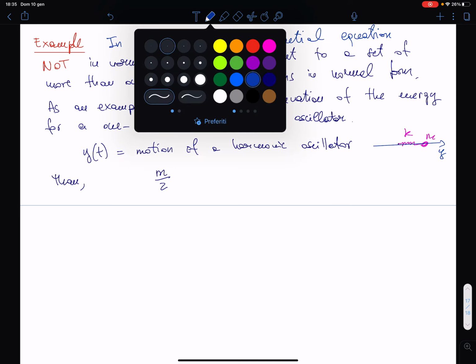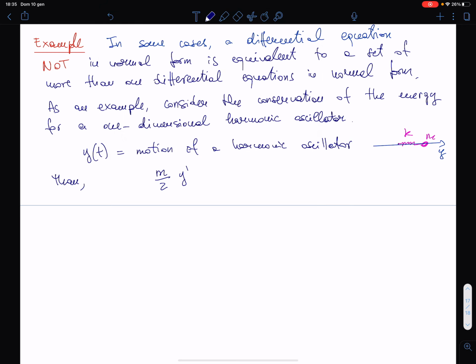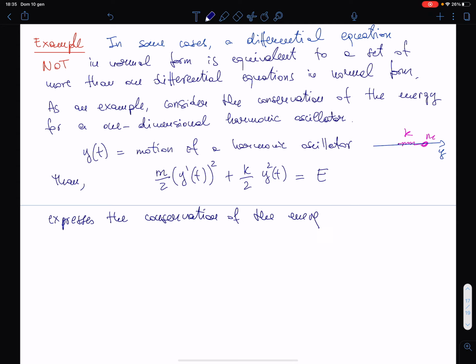So m over 2 y prime, which is the velocity of t, to the square, plus k over 2 y of t to the square. This is equal to the energy. This expresses the conservation of energy for a harmonic oscillator.